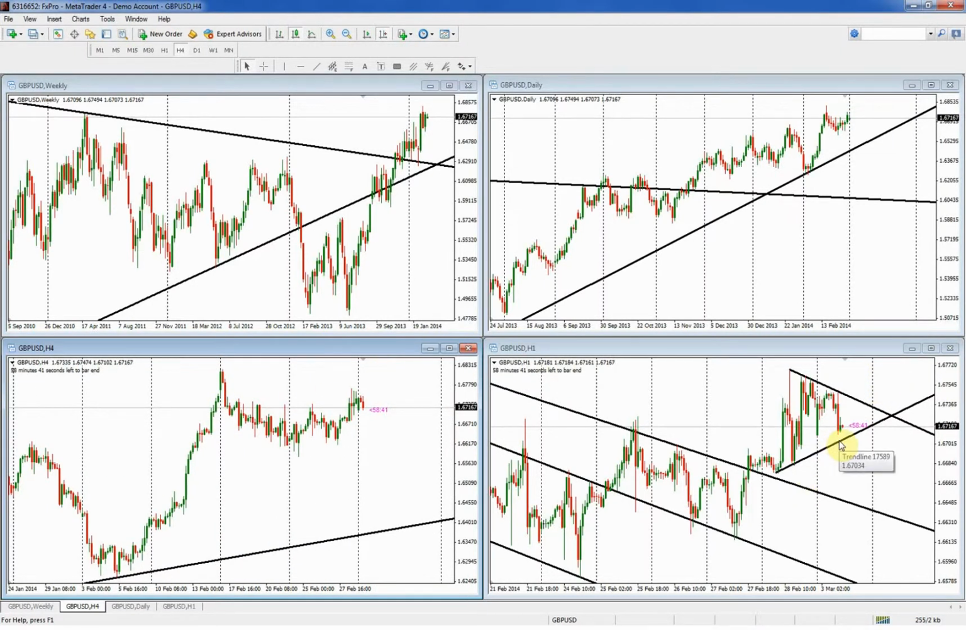If this does break to the downside, break that 6700 support, the next area below that of importance would be 6650.